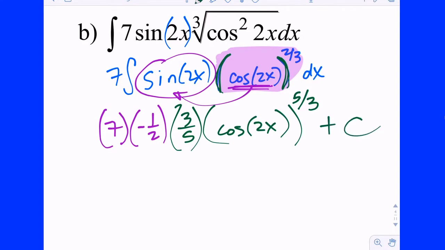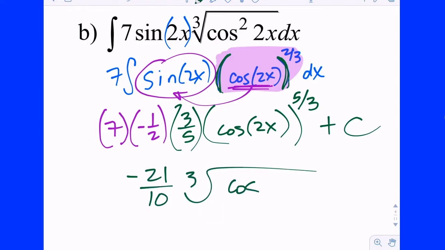Plus c, right? Now, if you wanted to simplify any of this mess, nothing really divides out. Negative 21/10. You could put it back under the radical. You could say it's cosine to the 5th of 2x. So maybe something like that is a simplified version.